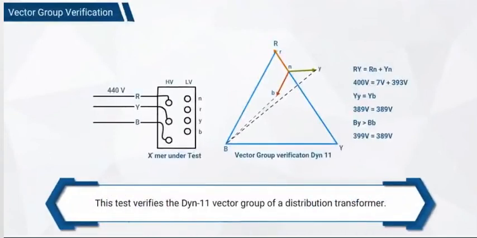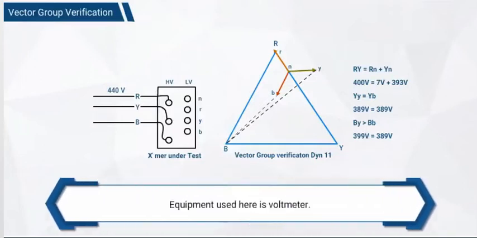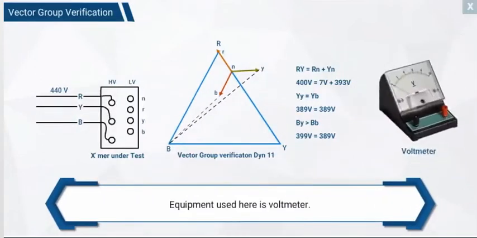This test verifies the DYN11 vector group of a distribution transformer. Here, vector group means angular displacement between HV and LV of the same phasor, for example, capital R and small r. Equipment used here is voltmeter.